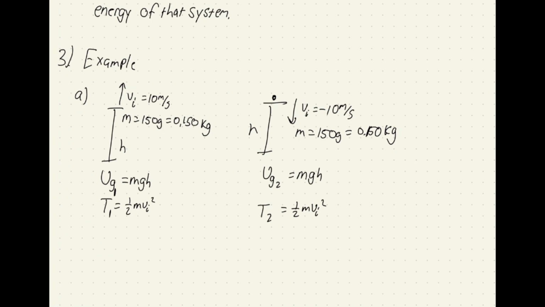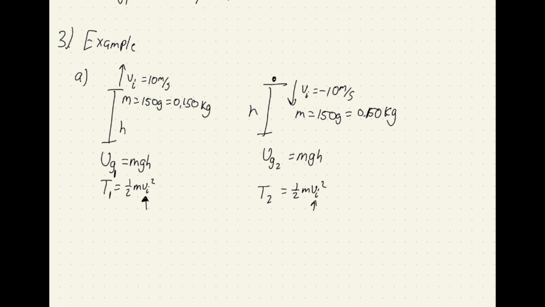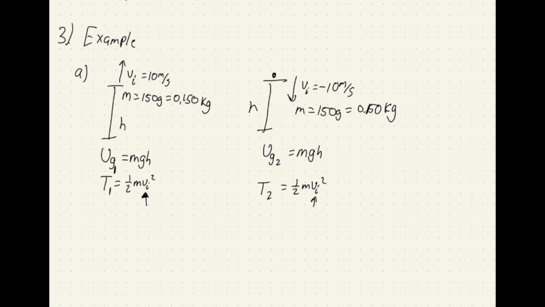When I plug in my v initial, it's going to get squared. And so if I plug in a 10, I will get 100. If I plug in negative 10 on the T2 side, then I will get negative 10 times negative 10 is positive 100. Mass is not negative, 1/2 is not negative, and so the T2 is going to be equal to T1. Also, mgh is mgh, and so those are the same. So if I look at these two situations, it would make sense that these have the same amount of energy in them. Or it should, as far as the mathematics tells us.